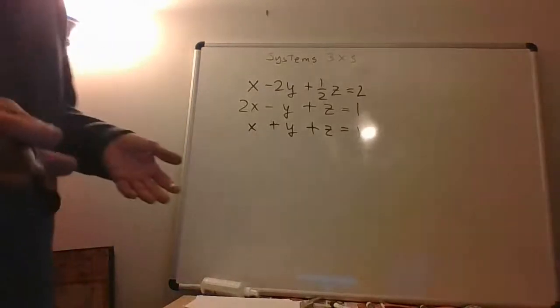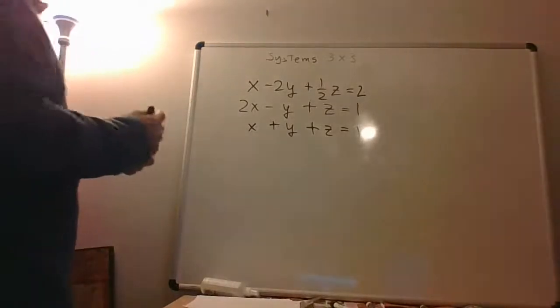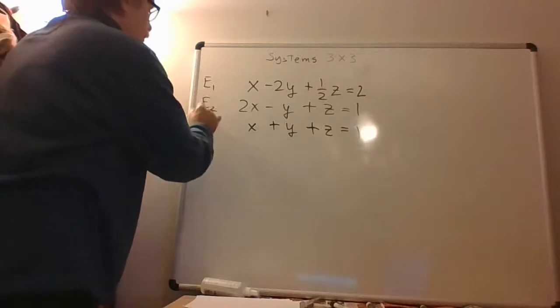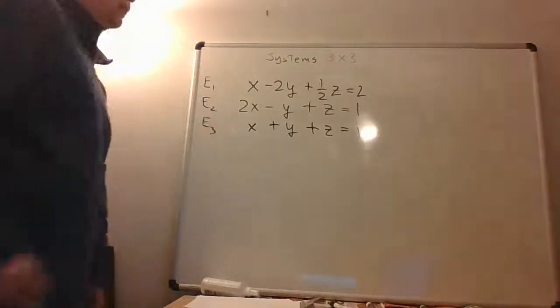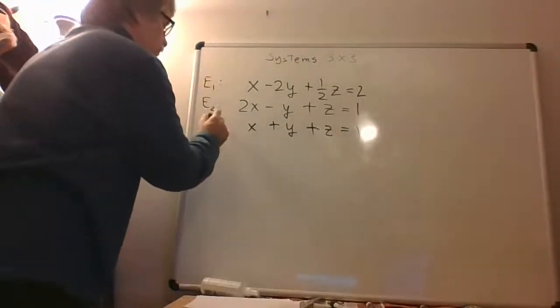So what we said in the class, this is the first equation, this is the second equation, this is the third equation, so you can label it. Equation number 1, equation number 2, equation number 3. Okay? I'm just labeling it. So this is not a part of the equation, it's just a label.